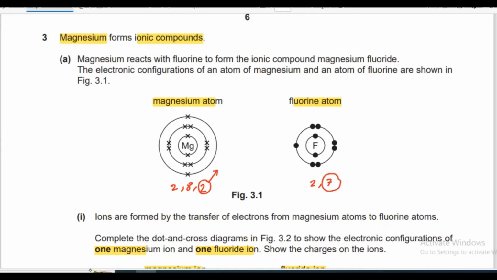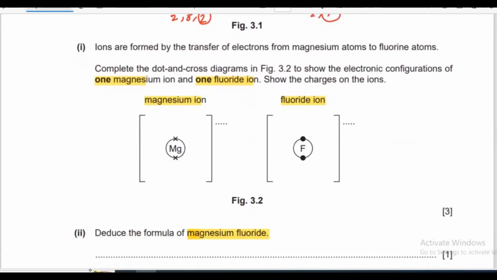You know that the elements which are present in group 2 can form 2 positive charge, and group 7 elements can form one negative charge. So one negative means gain of one electron, two positive means loss of two electrons. So if we remove these two electrons, we will get the structure of Mg2+, and if you add one electron in fluorine, we will get the structure of F−. So fluorine and magnesium. Magnesium is present in group 2, so that's why 2 positive charge. Fluorine is in group 7, so 1 negative.